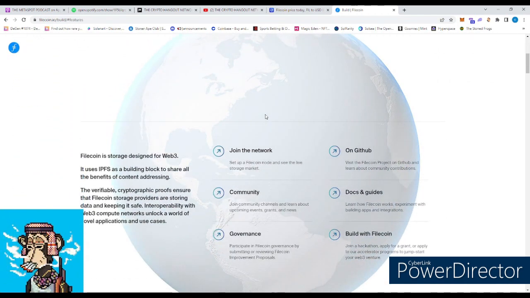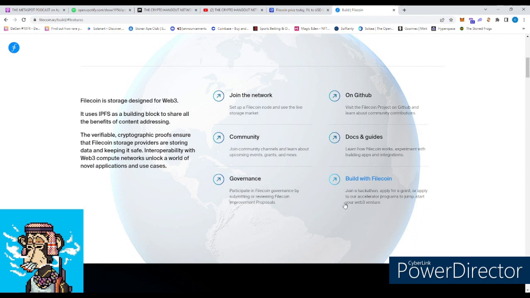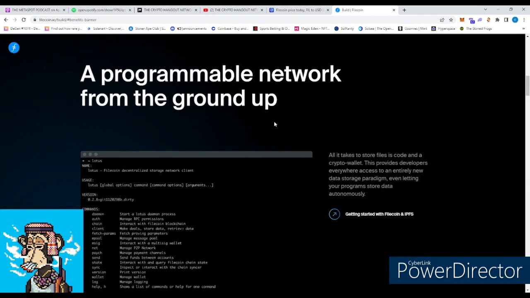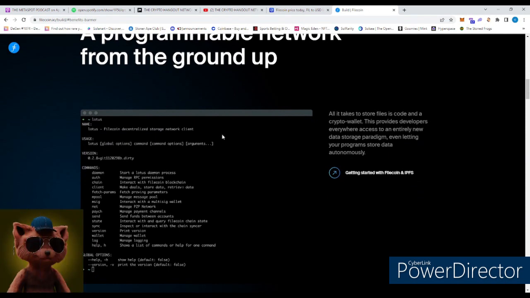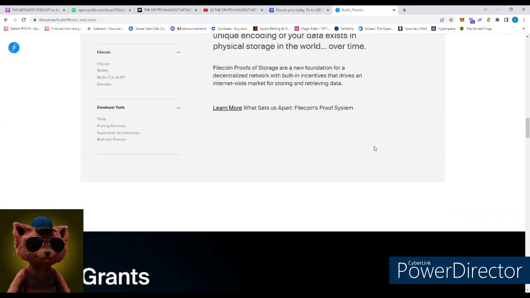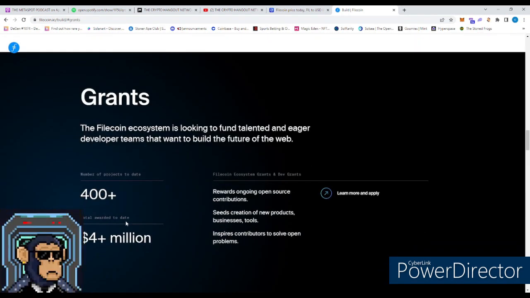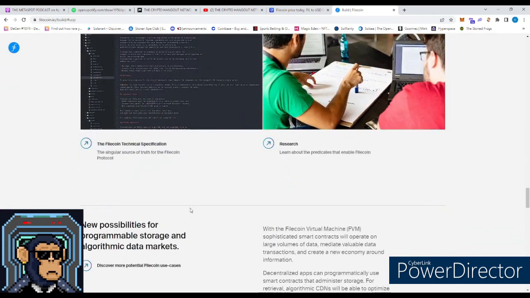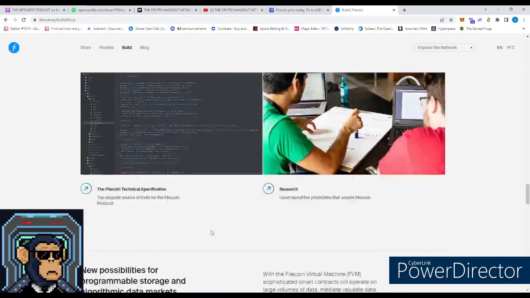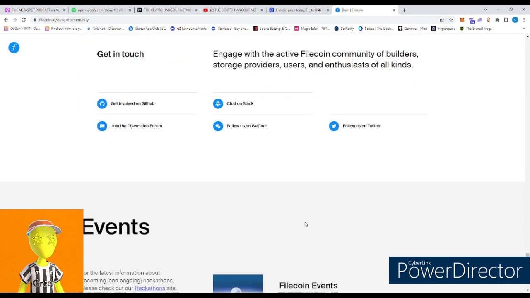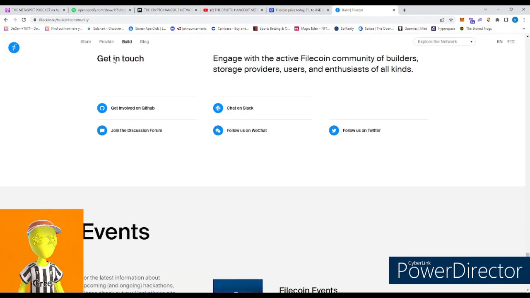All right, let's go to build. Build dApps and more, start building so you can join the network, docs and build with Filecoin, governance, etc. A programmable network from the ground up. For all my devs out there, as you can see, using Lotus, et cetera, tools and services. It gives you all the tools and stuff. They have grants, 400 plus projects, 4 million in grants, and where they're headed, et cetera. I agree, you're all headed to the moon. You know, as you can see, these are the community. They're really out in the community.